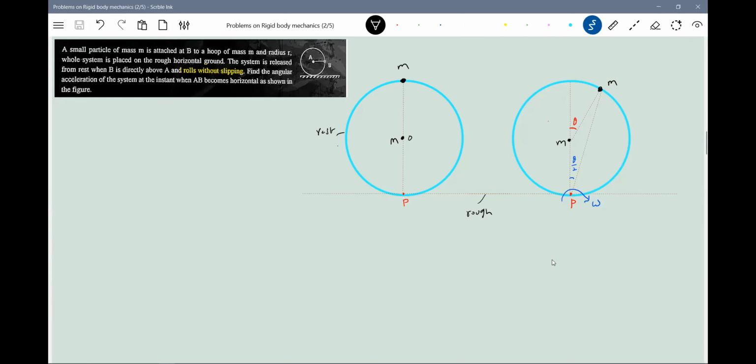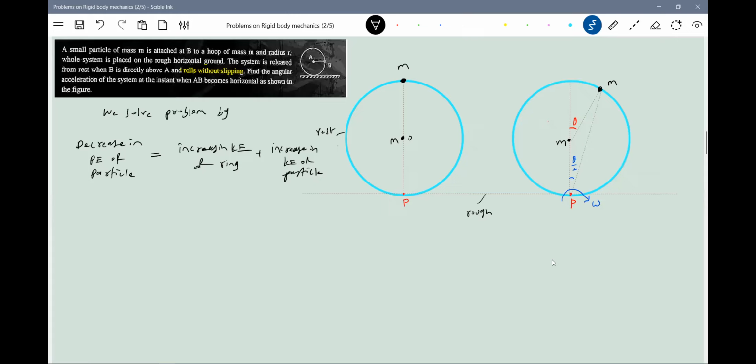So we'll do one thing. Decrease in potential energy of the particle equals increase in kinetic energy of the ring and increase in kinetic energy of the particle. Let's also solve the problem by standing at P. And what is P? P is the instantaneous center.